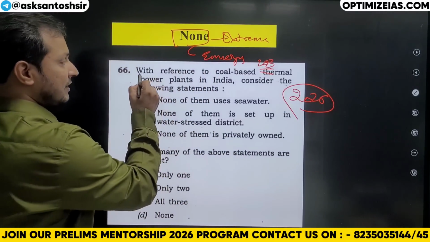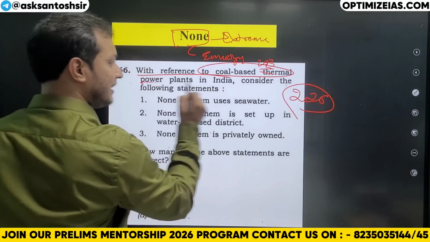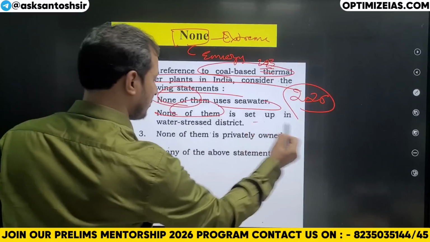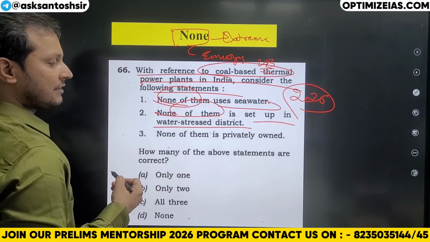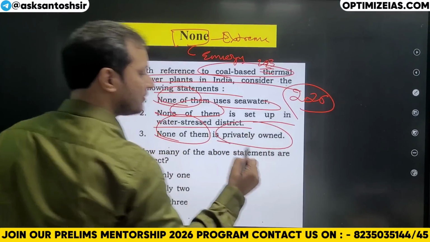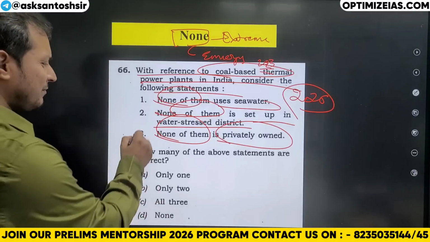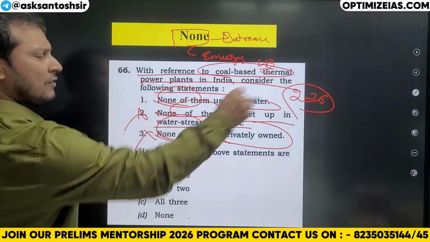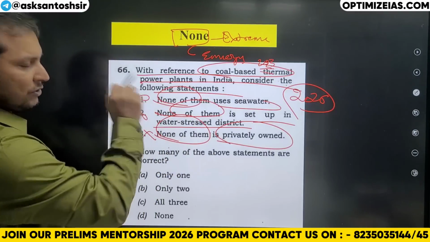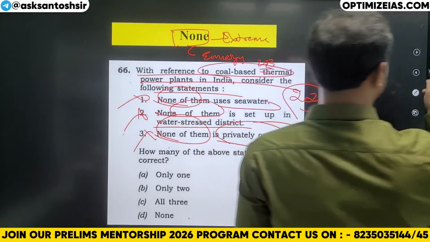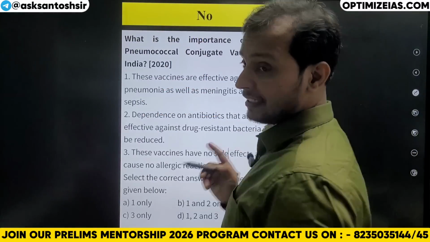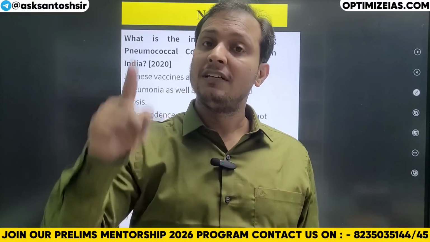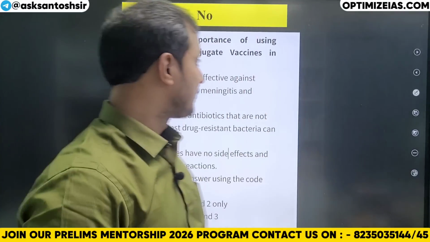You can see: with reference to coal-based thermal power plants in India, consider the following statements. None of them use seawater. None of them is set up in water-stressed districts. None of them is privately owned. Extreme. None of them in water-stressed districts, extreme. None of them uses seawater, extreme. So all three are eliminated. Again I am saying, none. Wherever you see the word none, none of them, guys, eliminate it. It's very important.